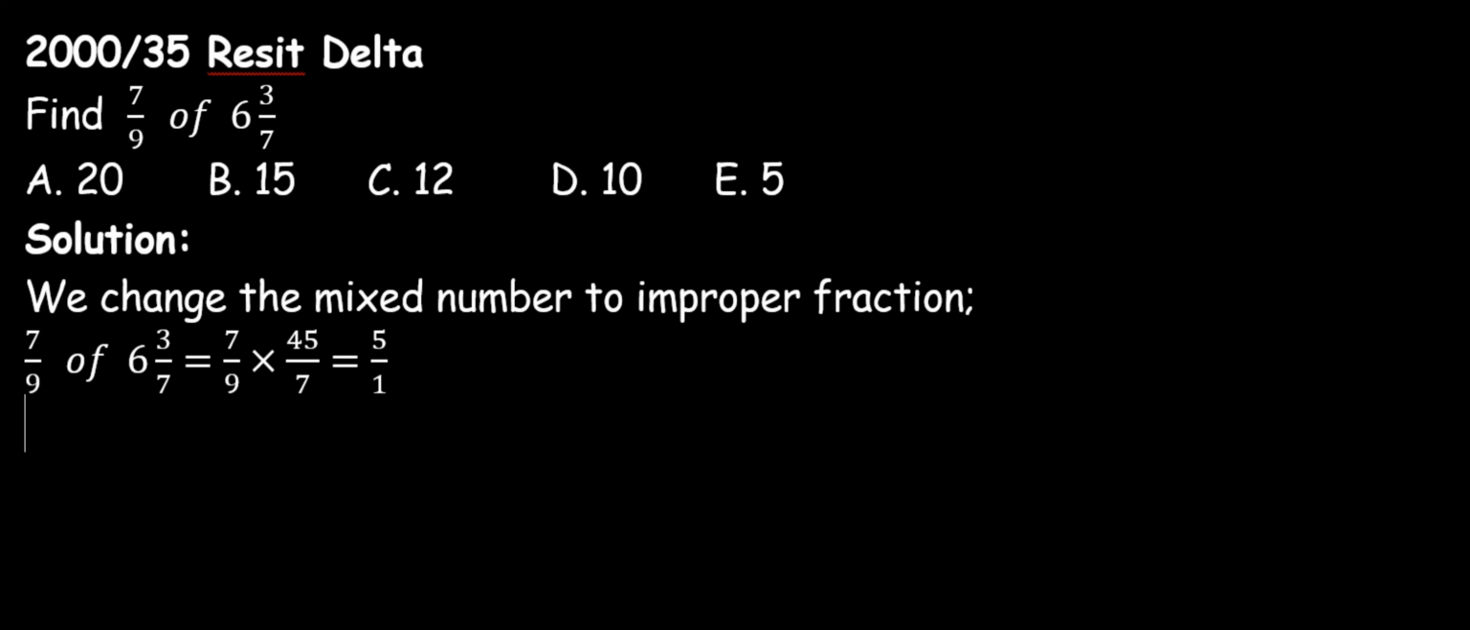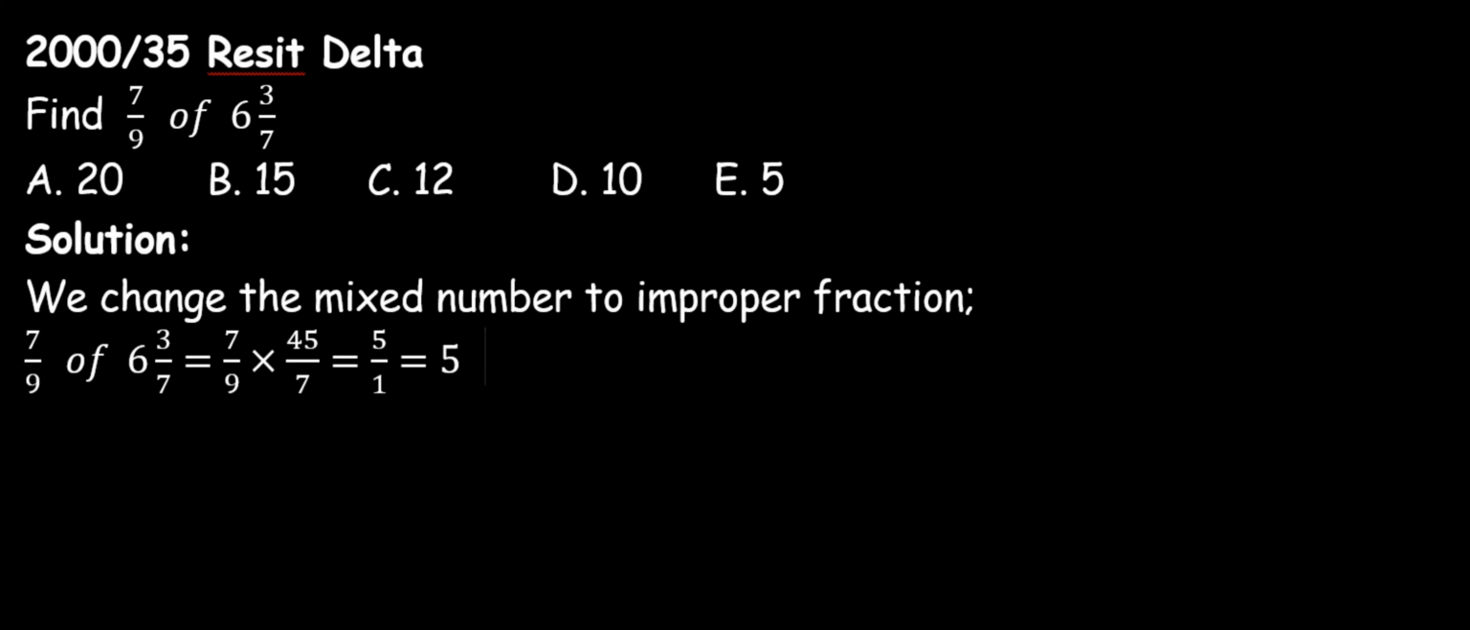I hope you know how we got 45 from 6 whole number 3 over 7. 7 times 6 plus 3 is 45. And 9 we cancel out with 45, you'll be left with 5 there. 7 we cancel out with 7, and that is how we got our result. 5 over 1 is the same thing as 5.